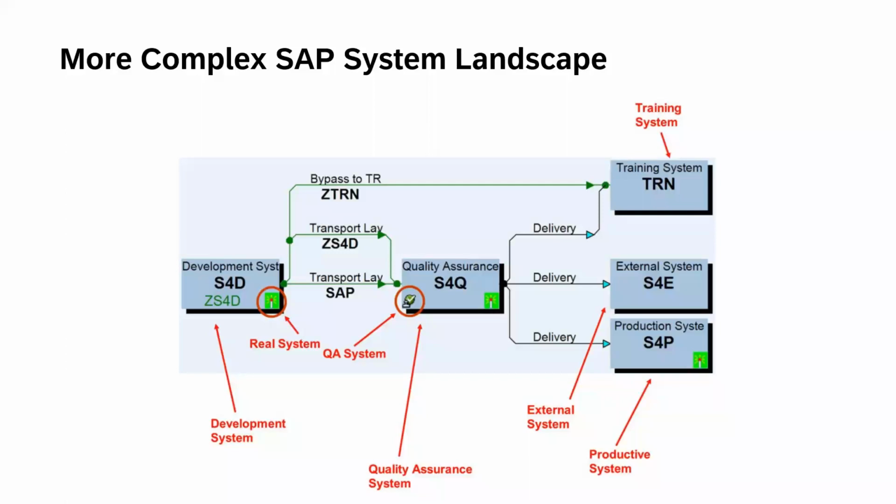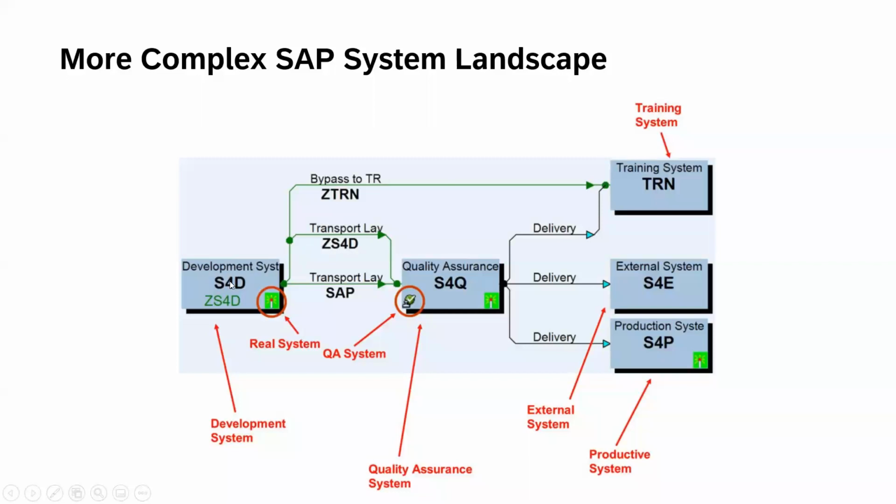I have one more question. From development S4D, we have the TRN training system. We have a bypass to TR. So ZTRN. What is that actually? Again, the same. You see over here, you have 2 transport layers. One is for standard objects, the other is for Z objects.